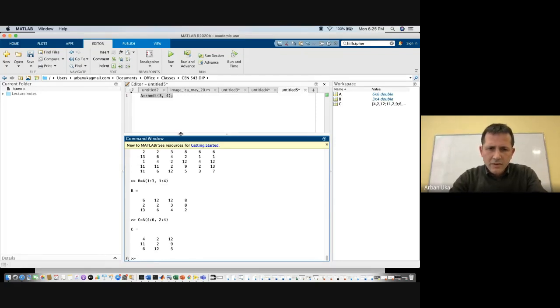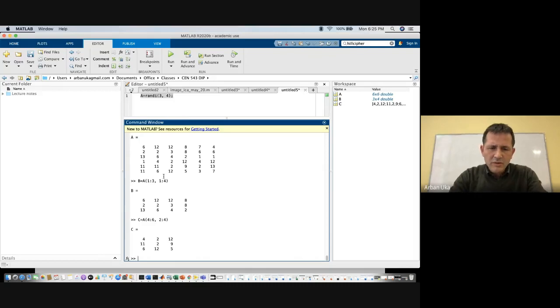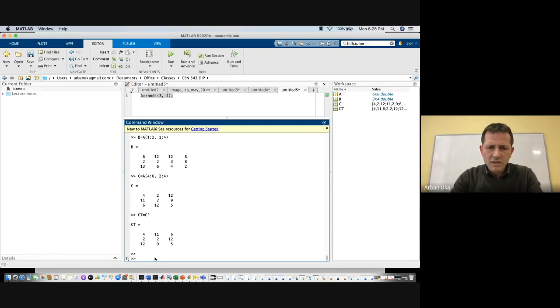which means that we have extracted from the matrix A rows 4 to 6 and columns 2 to 4. So we are extracting this line 4, 12, 11, 9. So this is what we are extracting out. And we have also the 6, 12, 5. We can define C transpose, which is like this. So C was here, and C transpose is shown in here.